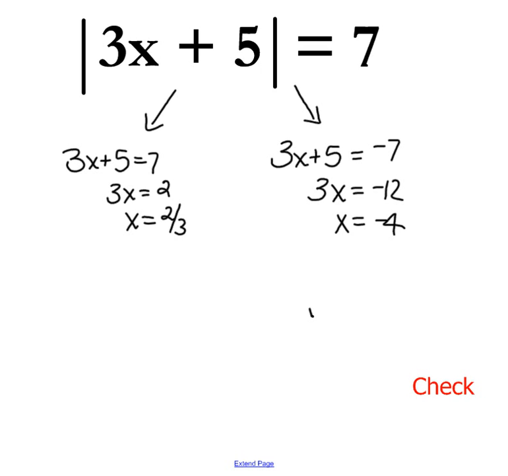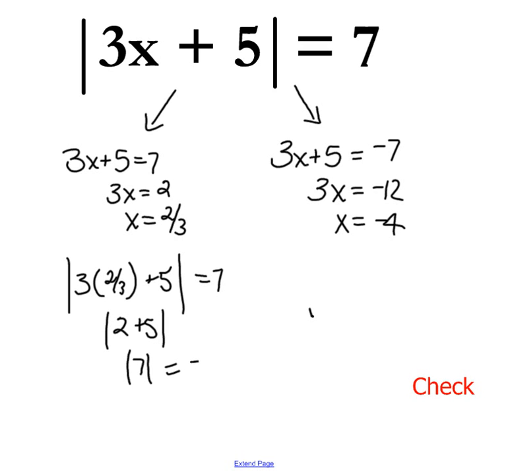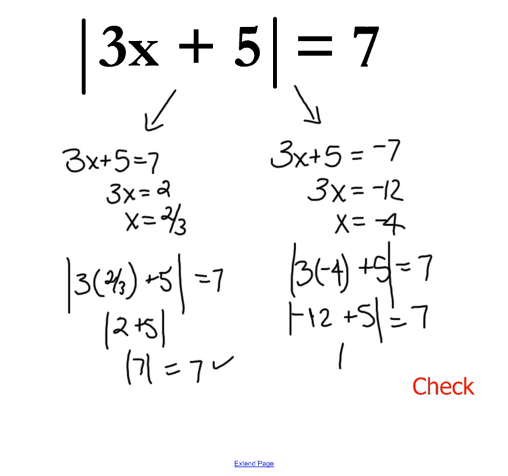So I'm going to go ahead and say, is it true that the absolute value of 3 times 2 thirds plus 5 equals 7? Well, 3 times 2 thirds is 2. 2 plus 5 is 7. And the absolute value of 7 equals 7. Okay? On the other side, for x equals negative 4, I get 3 times negative 4 plus 5. So is negative 12 plus 5 equal to negative 7? Yes, and the absolute value of negative 7 equals 7.